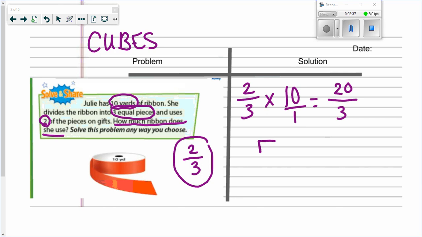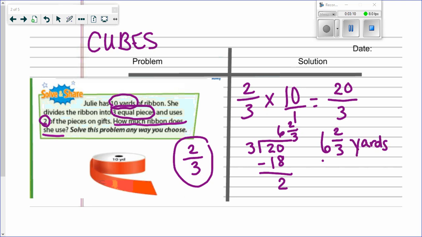So one way to do that is to see how many groups of 3 are in 20. 3 will go into 20 6 times. When we subtract, we're going to get 2 left over, but that's going to become a fraction of 2/3. The numerator came from right here. So how much ribbon did Julie use? She used 6 2/3 yards of ribbon.